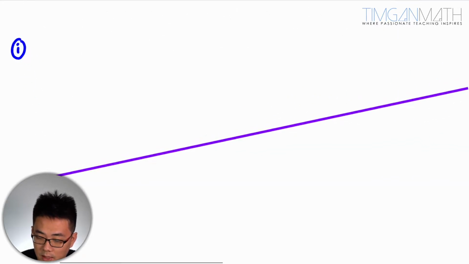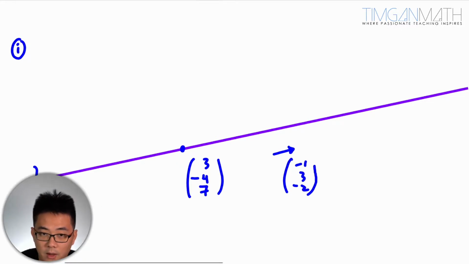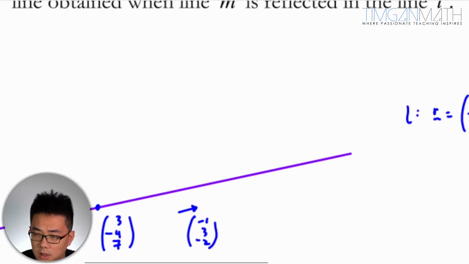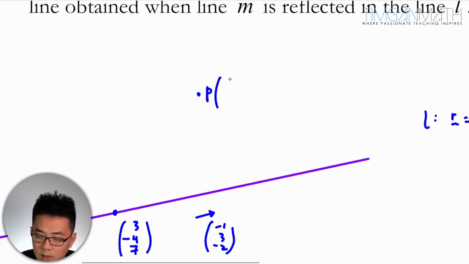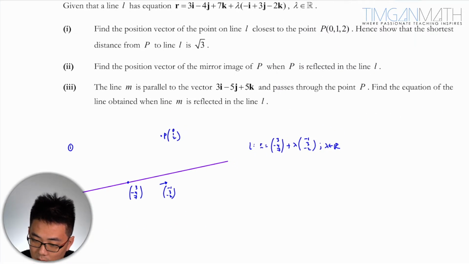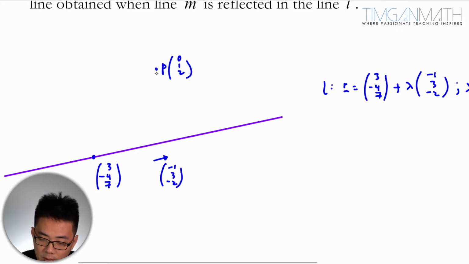Once done, we put a point on this line. This is (3, -4, 7), and the direction here will just be (-1, 3, -2). This is L, so label it as L. Then we put P, which is (0, 1, 2). Essentially, we need the position vector of the point on L closest to P. Closest to P means we look at the foot of the perpendicular here. That's what we need to find.